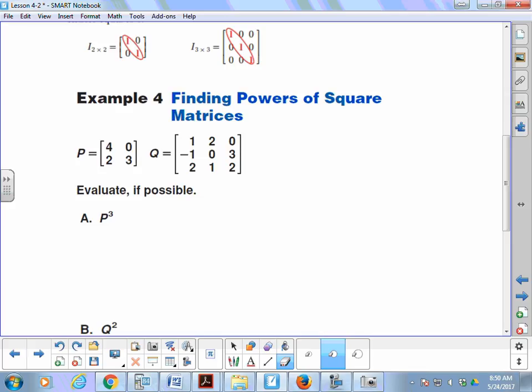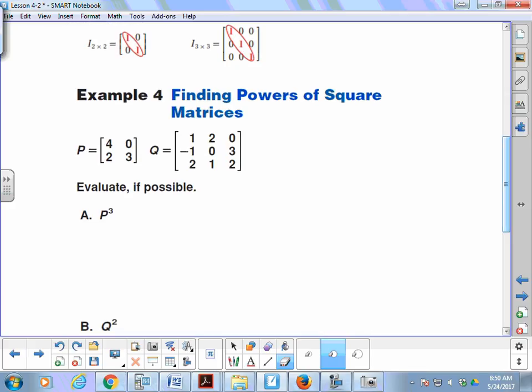Now, a 2 by 2 is really easy because you can multiply them pretty simply. The 3 by 3, or something to the third power, or when you're multiplying 3 by 3 together, it gets kind of tough. But these you can just use your calculator if possible. When it says if possible, it's because if the dimensions are not the same, then you cannot raise them to a power. Okay. All right. Questions?